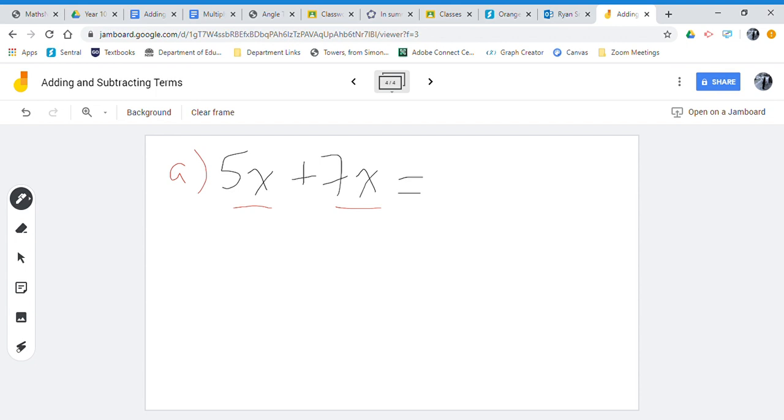We then look at what is 5 plus 7. That's all you're really worried about here. So what's 5 plus 7? It's 12, and then you write your pronumeral, x.